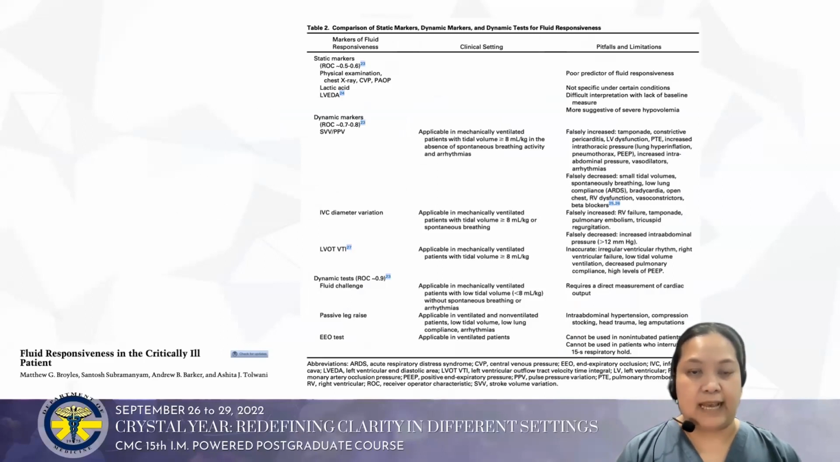You have measurement of lactic acid, and you can also measure left ventricular end-diastolic area. However, these static markers are poor predictors of fluid responsiveness. Rather, it is now recommended that we make use of dynamic parameters like stroke volume variability, pulse pressure variability, IVC diameter variation, LVOT-VTI, or make use of dynamic tests such as a fluid challenge, a passive leg raise test, or an end expiratory occlusion test. Unfortunately, we do not have enough time to go through each one of these for today.